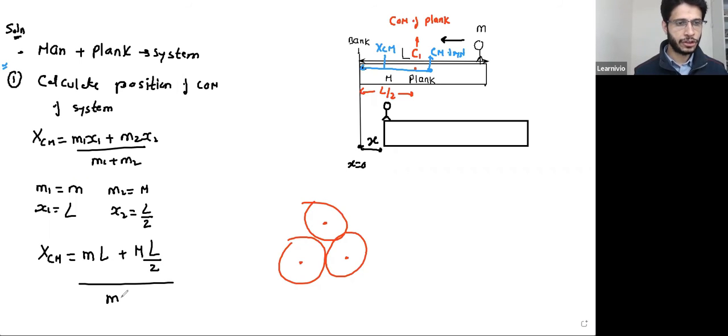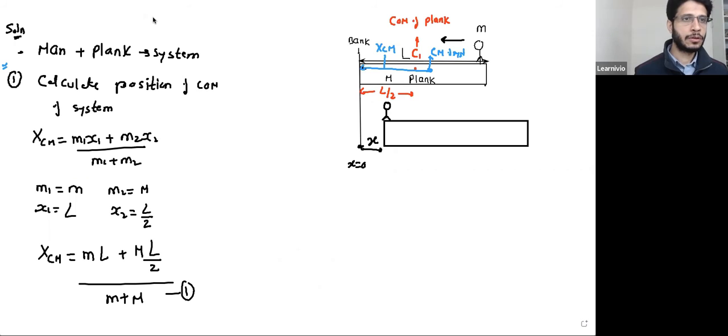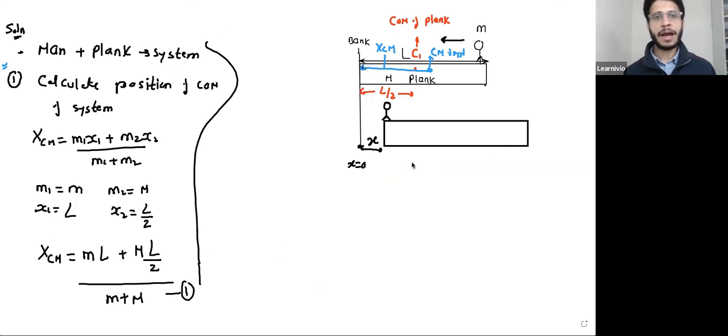So this is your xcm, right? Yes. Okay, let's move on to the next part. When this man reaches the other end, I again need the center of mass of the entire system. I need the position of center of mass of the entire system when this man has reached the other end of the plank.